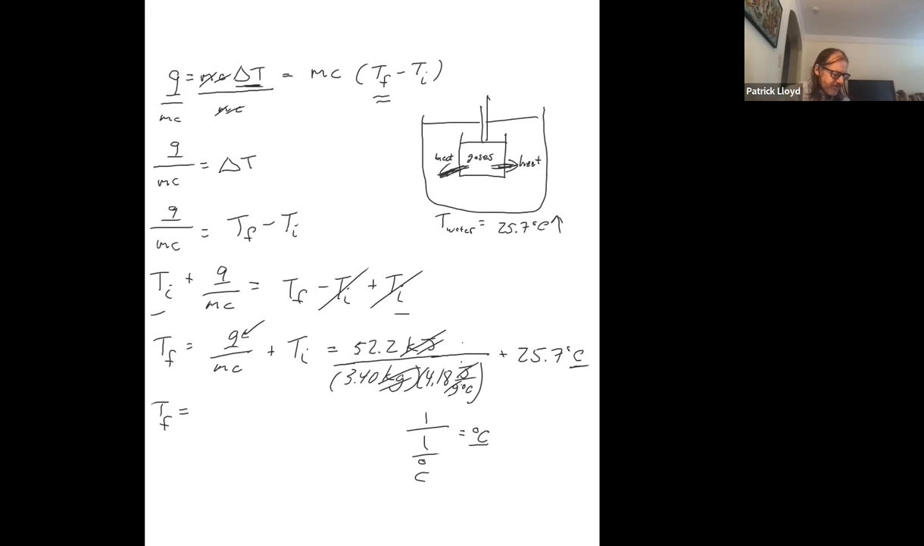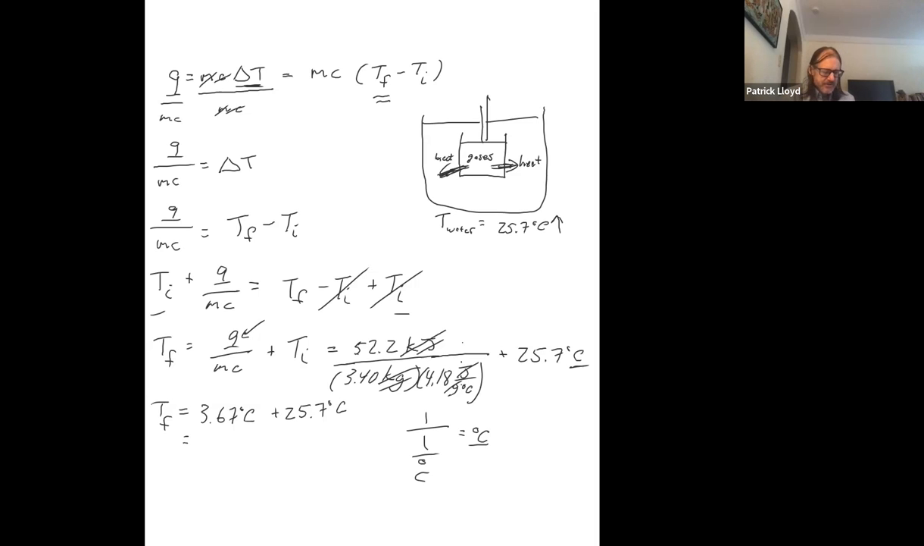So, by the way, you could convert the kilojoules into joules, multiply by 1,000, that's fine. But you would also need to convert the mass, 3.40 kilograms, into grams and multiply that by 1,000. So you'd be multiplying the numerator and the denominator by 1,000. You do that, it's not going to make a difference. 52.2 over 3.4 over 4.18. So this first term is pretty small. It's 3.67.